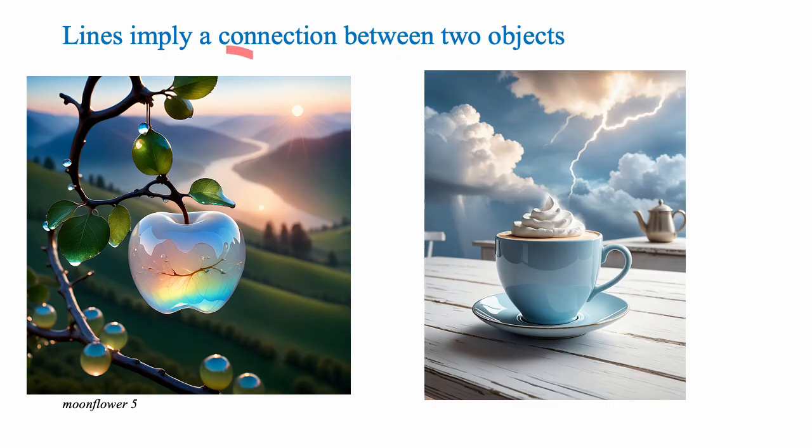Lines can imply a connection between two objects. So this river implies a connection between the apple and the sun, since it seems to connect them. And we're wondering how the apple resembles the sun. And similarly, this lightning is connecting the whipped cream with the clouds. And we start to look at the characteristics of each and how they're similar. But these aren't implied lines anymore. They're real lines. But what they imply is a connection between two different objects.